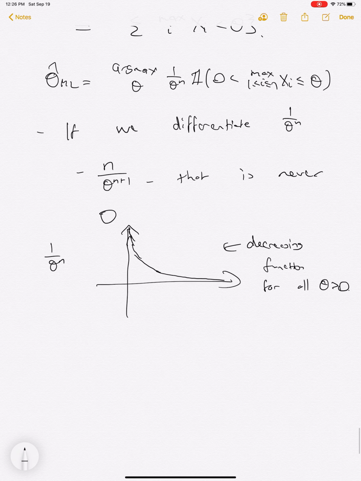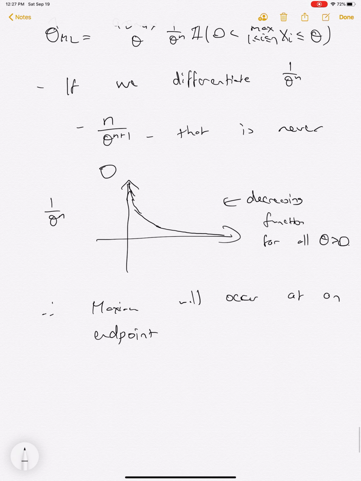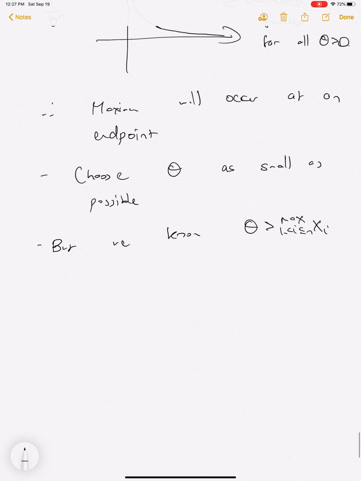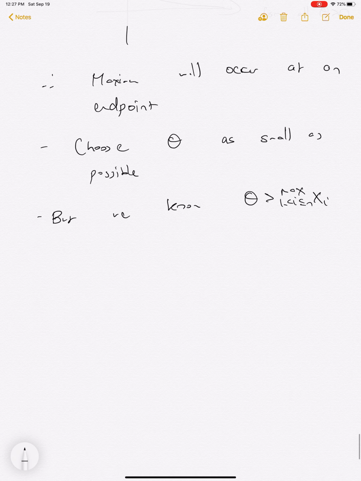So therefore, the maximum will occur at an endpoint. In particular, you want to choose theta to be as small as possible. But we also know that theta has this constraint: theta has to be bigger than the maximum, because otherwise the function is 0 and we obviously want it to be bigger than 0. So we want to choose theta as small as possible subject to this constraint. Therefore, the maximum likelihood estimator is just the endpoint of this constraint, which is the maximum of all of the values.